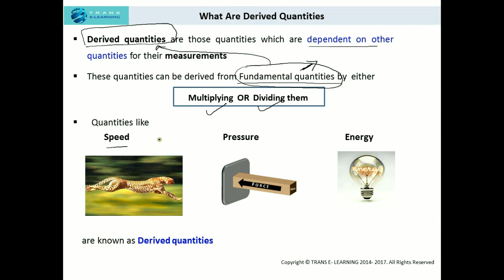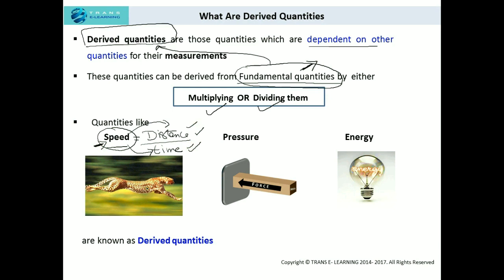Here I'll just explain. First of all, I'll take an example of speed. What is speed? Speed is nothing but distance upon time. If I think about the fundamental quantities which I have discussed in the fundamental quantity video, we know that distance and time are fundamental quantities. So you can see here that speed is dependent on distance and on time, which are two fundamental quantities. That means dividing distance by time, we get speed. Dividing one fundamental quantity by another, we get the derived quantity, which is speed.